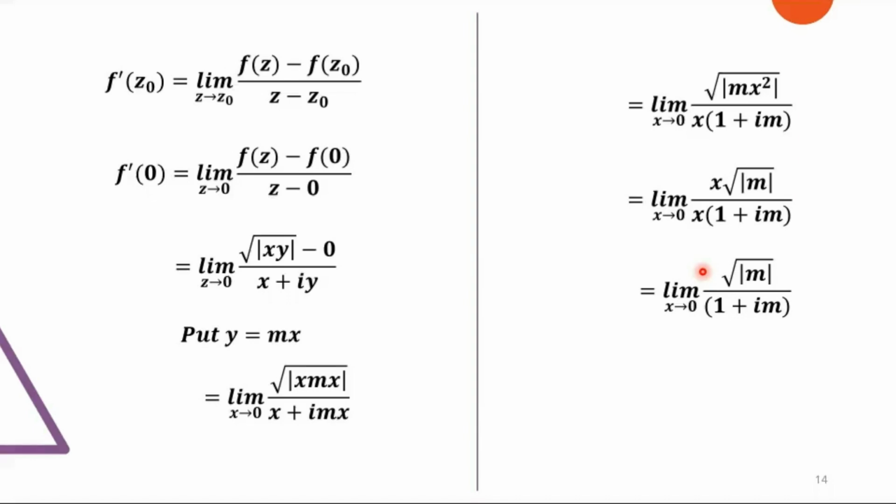This value depends on m. As m changes, the value of f dash of 0 will also change, which means that the function is not differentiable. And if the function is not differentiable, we can say the function is not analytic also. f dash of 0 does not exist.